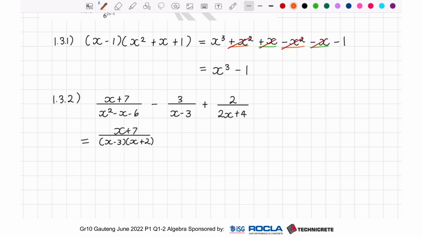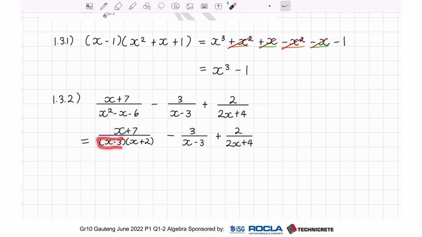Then I'm going to keep the other two the same, so I still have 3 over x minus 3 and 2 over 2x plus 4. Okay, so now I want to go about getting my common denominator. So I can first see that this bracket matches this bracket, which is what I want. So I know that for this fraction, I just have to multiply the top and the bottom by x plus 2.